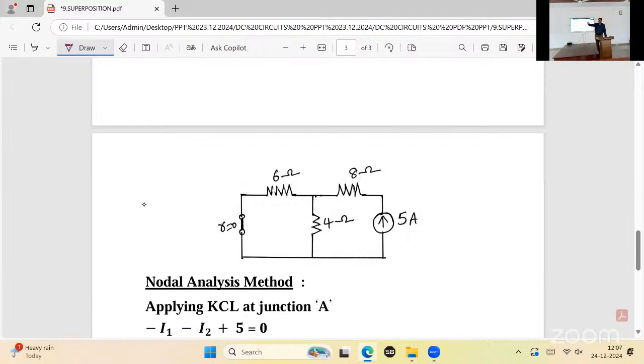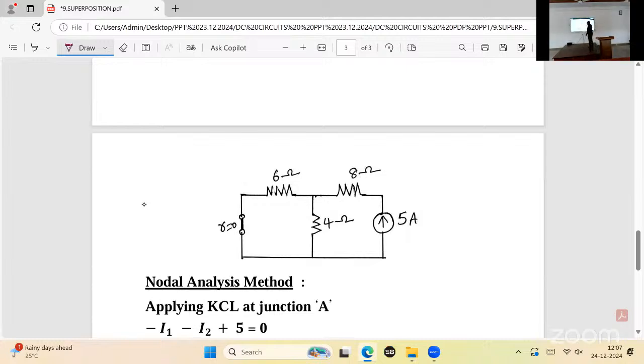After making a sentence, run with this source. If you run with this source, what is the current in 4 ohms? This is the question. If you run with 5 amperes, what is the current through 4 ohms? Step 1: if you run with 20 volts, what is the current in 4 ohms? 2 amperes, confirmed. We have to find out the current with 5 amperes.